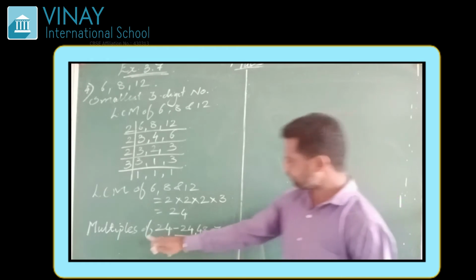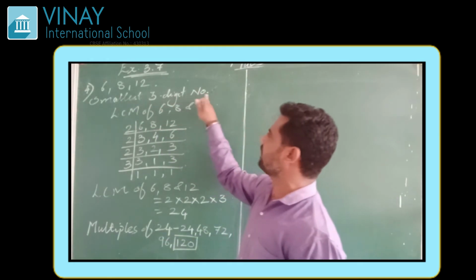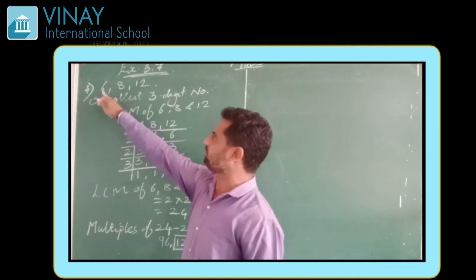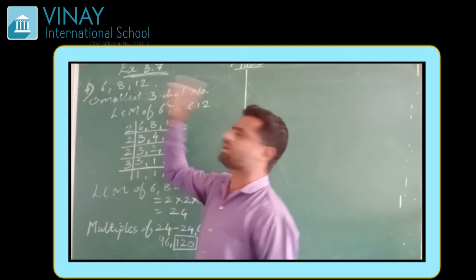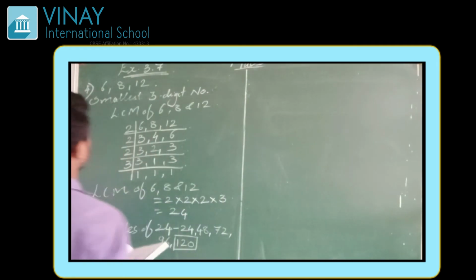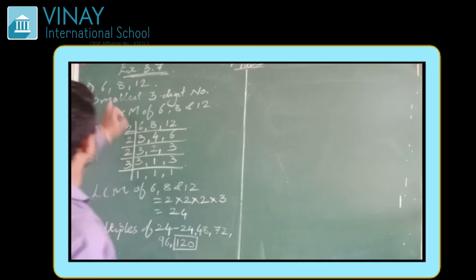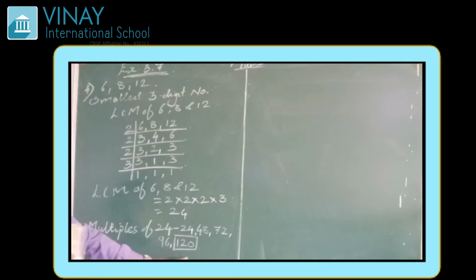So 120 is the smallest 3-digit number which is divisible by all of these, 6, 8 and 12. So the smallest 3-digit number which can be exactly divisible by 6, 8 and 12 is 120.